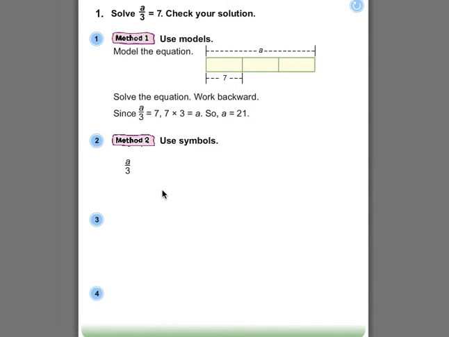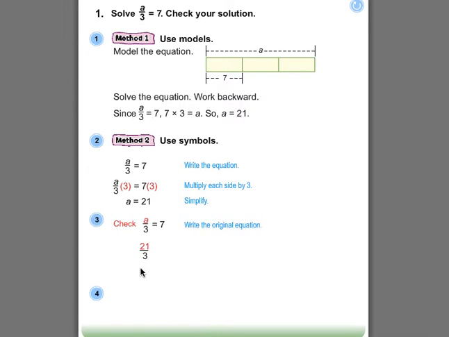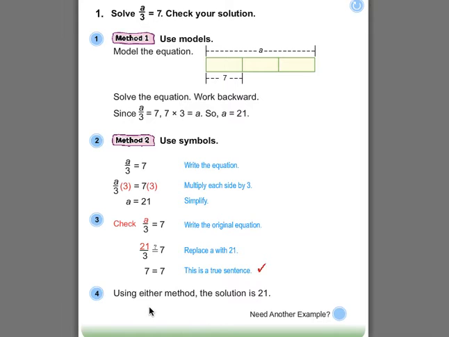Okay, method 2, we can use symbols. A over 3 equals 7, and then we'll do a over 3 and multiply it by 3, and 7 times 3, and then we'll get a equals 21 because those two cancel each other out. Check. Okay, so is a over 3, does that equal 7? It does, because 3 would be divided into 21 and that equals 7. Okay, using either method, the solution is 21.